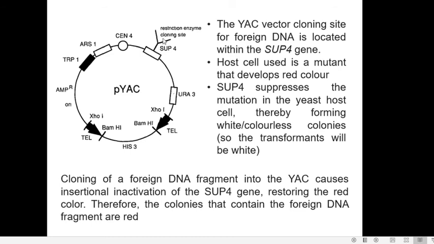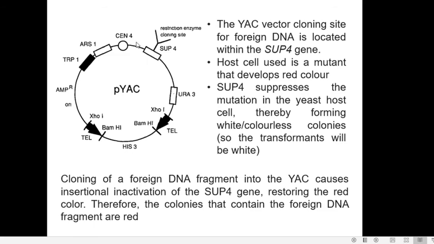Whereas if this YAC has the foreign gene inserted, it is at this place that the foreign gene gets inserted. The SUP4 is the insertion site of the foreign gene. So what happens? If the foreign gene is inserted, the SUP4 will be inactivated because the foreign gene is inserted in the reading frame of SUP4. So if a YAC having a foreign gene enters the host cell, the SUP4 is inactivated. This SUP4 cannot suppress red coloration, so that cell will appear red itself.